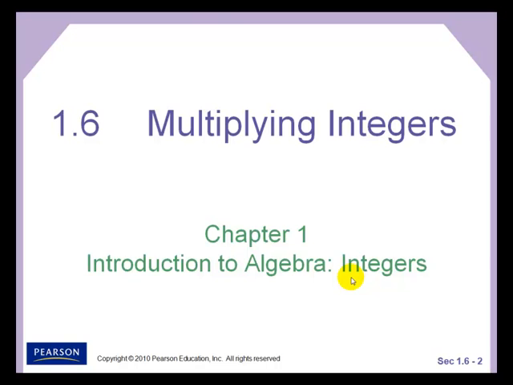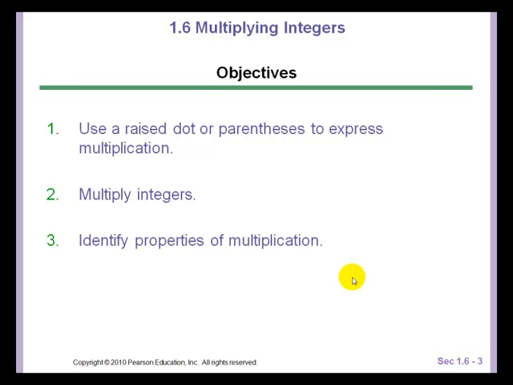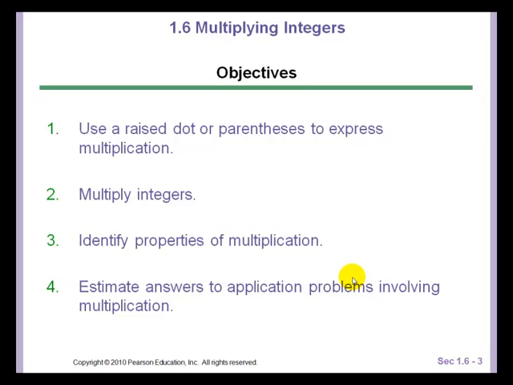Today we are doing section 1.6, Multiplying Integers. Our objectives: 1. Use a raised dot or parentheses to express multiplication. 2. Multiply integers. 3. Identify properties of multiplication. And 4. Estimate answers to application problems involving multiplication.